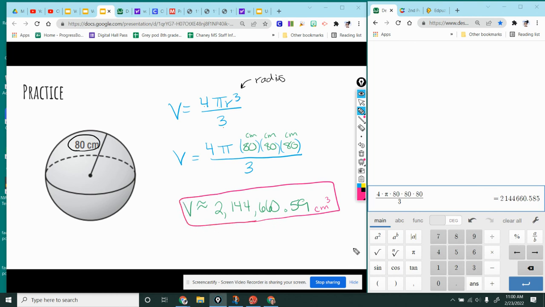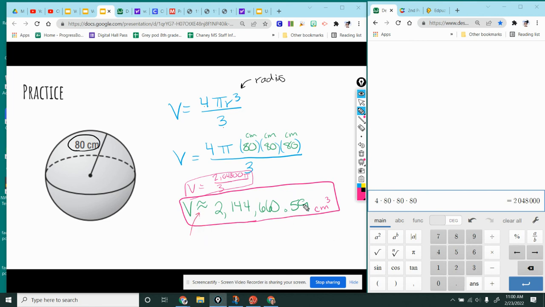Now, if you wanted to leave it in terms of pi, and you just multiplied that out, you would have gotten, and I'm going to leave this without dividing by 3, if I multiply 4 times 80 to the third power, I would have gotten 2 million, yes, it is 2 million, just making sure. 2,048,000 pi over 3. That I could have left in terms of pi and then found my approximation.